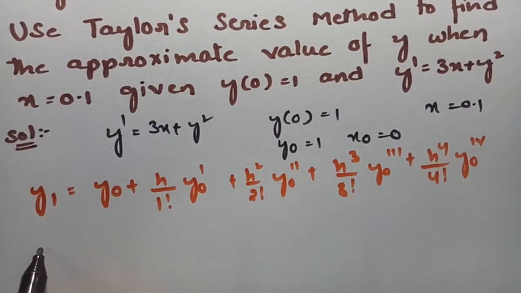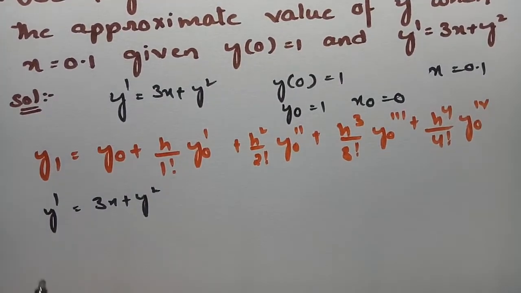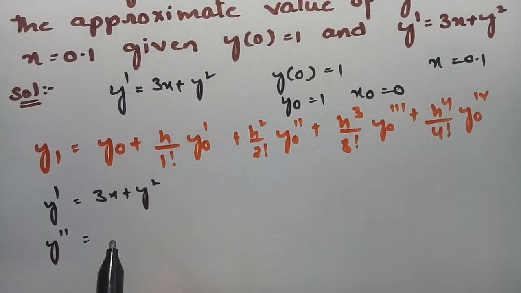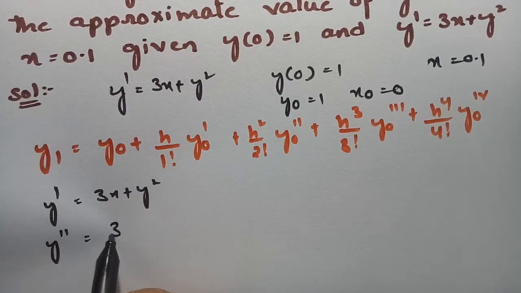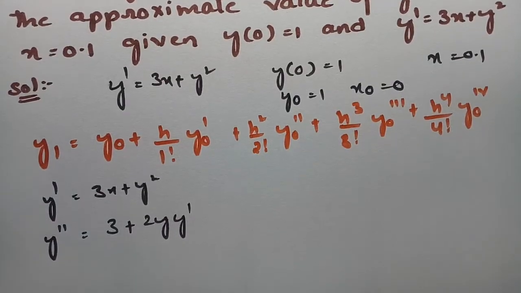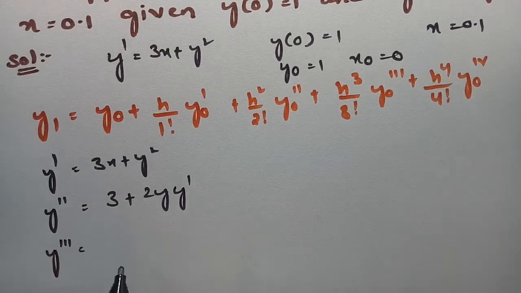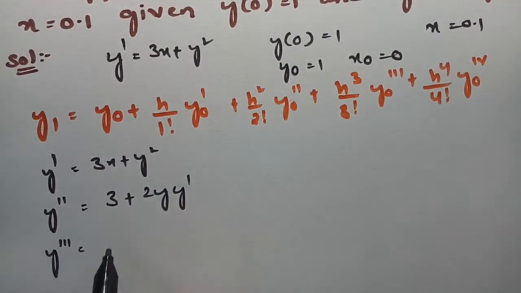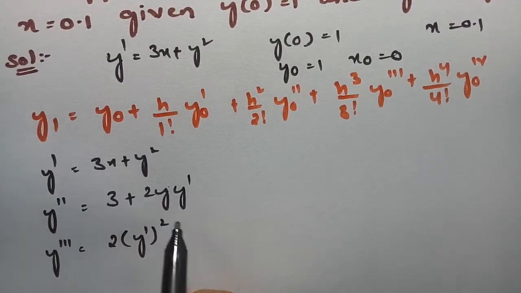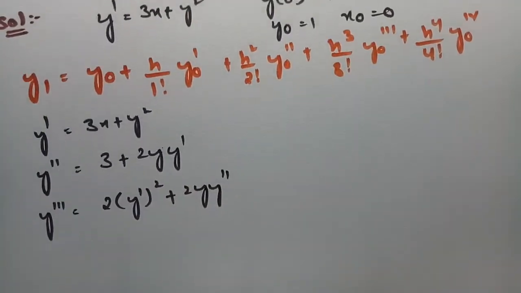For that, the first derivative y dash is equal to 3x plus y square. If we differentiate with respect to x for calculating y naught double dash, for x it is 1, so this is 3, and this is 2y, and for y it is the first derivative y dash. And the next, third derivative: for 3 it is 0, and this is u and this is v, 2 into, if I make a derivative of y dash, it will be y dash square, and this is 2y, and for y dash it is y double dash.